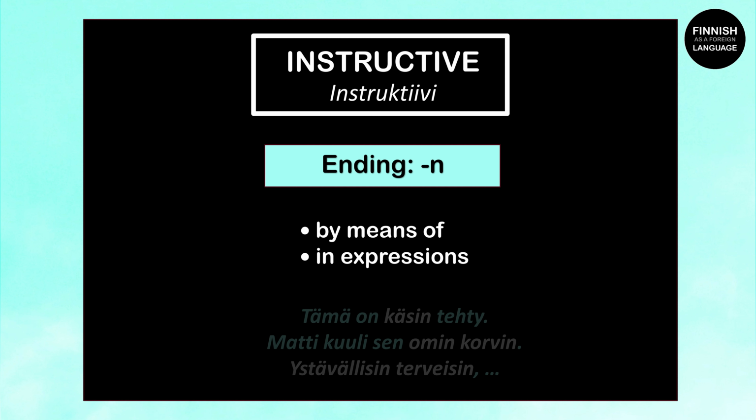in set expressions. Some of them are, for example, omin silmin, which means with one's own eyes, or omin korvin, which means with one's own ears. Here are some examples. Tämä on käsin tehty, which can be translated as this is made by hands or this is handmade. So käsin is the instructive of the word käsi, which means hand.